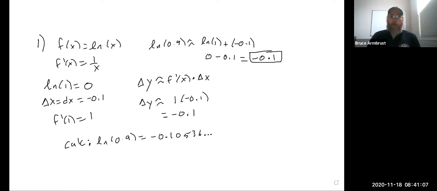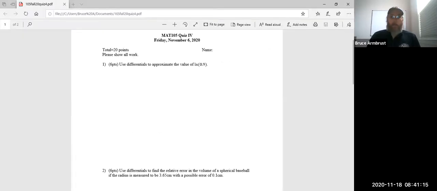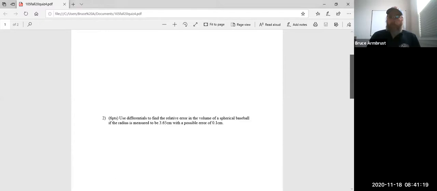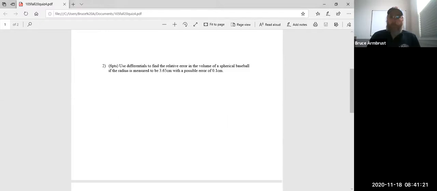All right, so let's go take a look at number 2 then. We'll go back to the quiz. Okay, so for number 2, it says use differentials to find the relative error in the volume of a spherical baseball if the radius is measured to be 3.65 centimeters with a possible error of 0.1 centimeters.